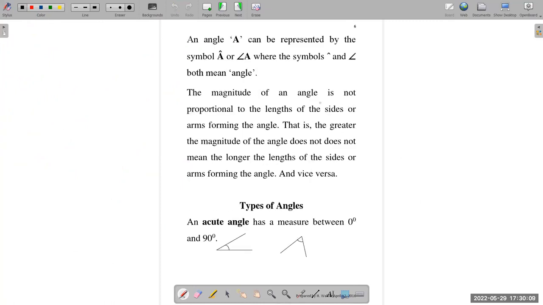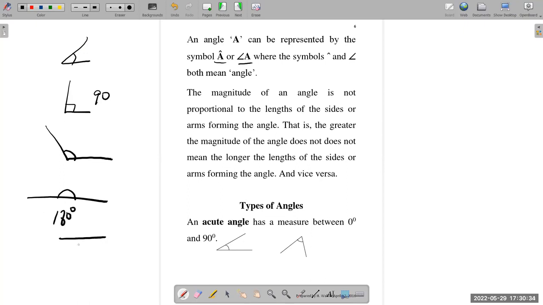So as I was discussing before, you have angle A, and we should know the types of angles. So we have acute, less than 90. We have right angle, which is exactly 90. We have obtuse, which is greater than 90 but less than 180. We have the straight line or the straight angle, which is 180 degrees.